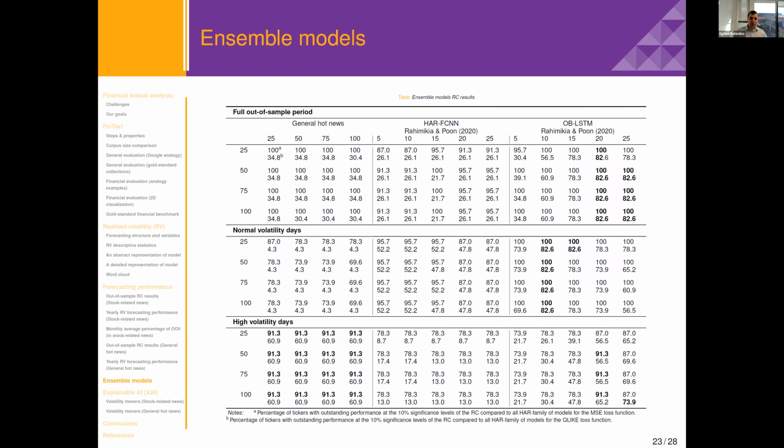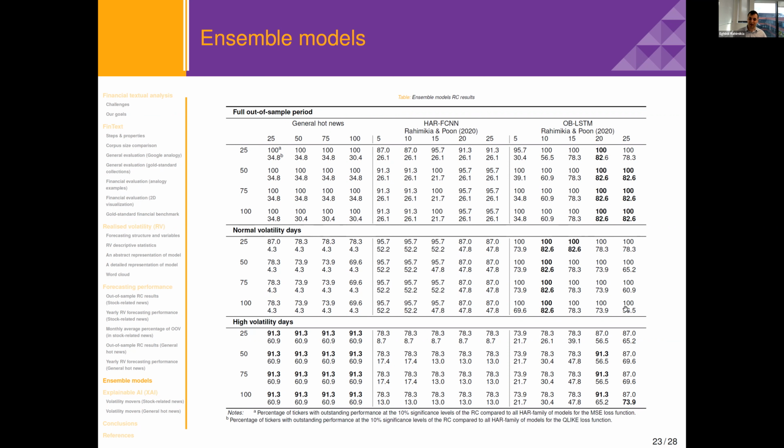And finally, we are introducing some ensemble models. We are combining these models with previously introduced financial models in the market, like HARP, fully connected neural network, and order book LSTM, which are using just financial information for volatility forecasting in a nonlinear approach from this paper. And as you can see, when we combine stock-related news with general hot news, it's improving performance, especially for the full out of sample period. But when we're adding financial information, the improvement is so significant.